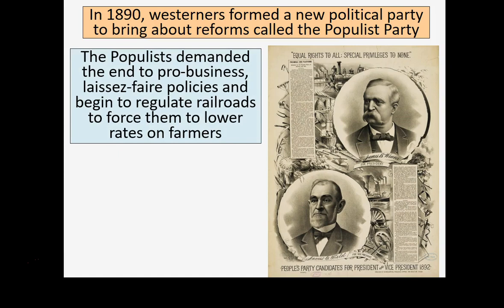By 1890, Western farmers decide to form a new political party. This is going to be called the Populist Party, and they want to do this to bring about reform or change. The party demands an end to pro-business laissez-faire policies and begins to regulate railroads to force them to lower rates on farmers. Now let's go back to laissez-faire.